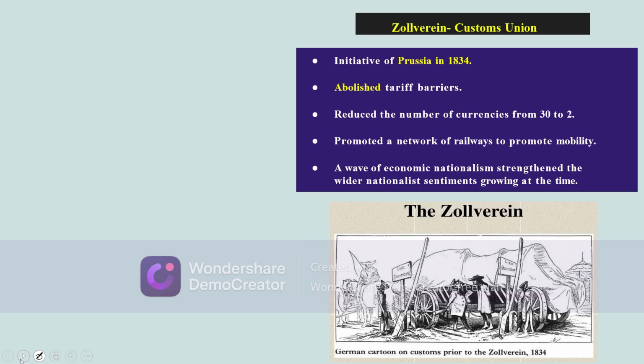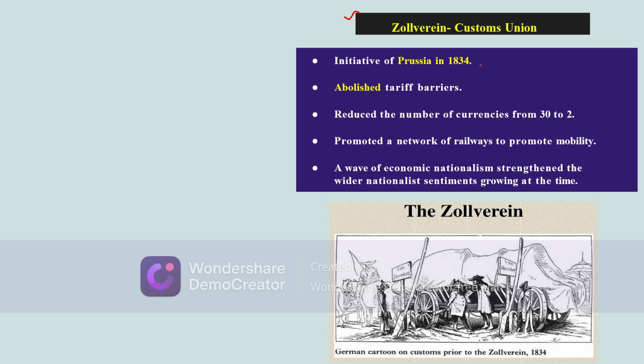Next, now let us talk about Zollverein Customs Union. Now we saw how many problems were faced by the merchants and other people who were into trading. The initiative of Prussia in 1834 established this Zollverein Customs Union. Write a short note on Zollverein Customs Union is again a 2 mark or 3 mark question. So what did this customs union do?